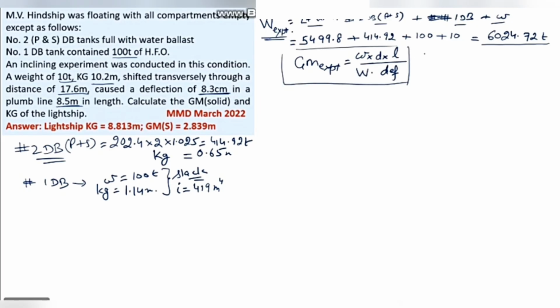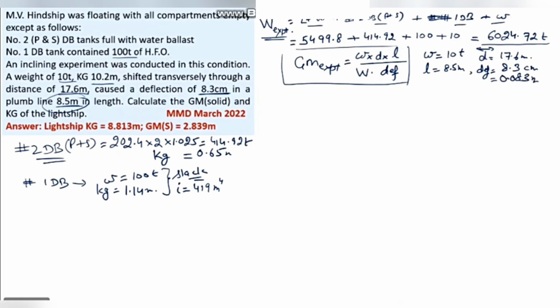Look at the question. What is the value of small w, guys? What is the value of small d, transverse G? 8.3 cm, so 0.083. The last we need is the deflection, which is 8.3 centimeters. And remember the caution: if length is in meters, it should be 0.083 meters. Otherwise, you'll mess it up nicely.